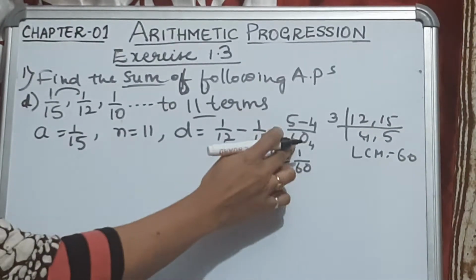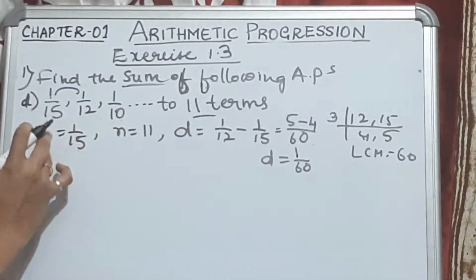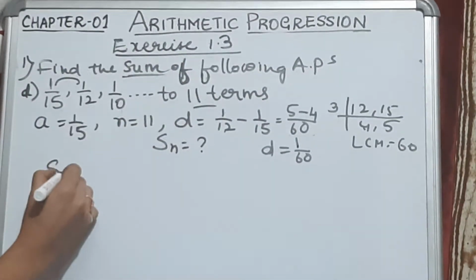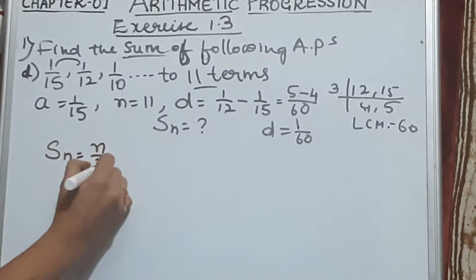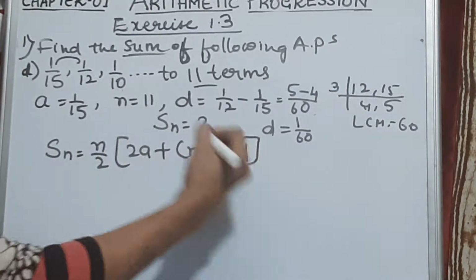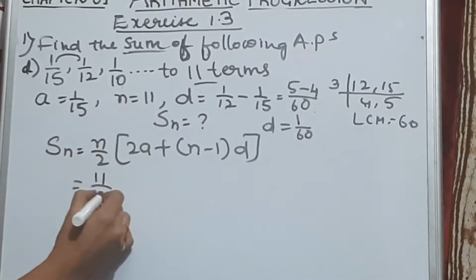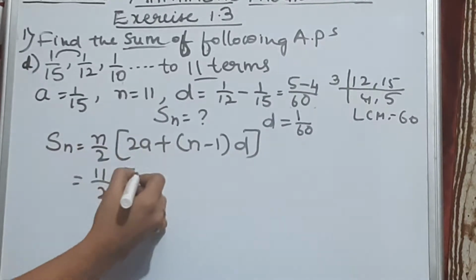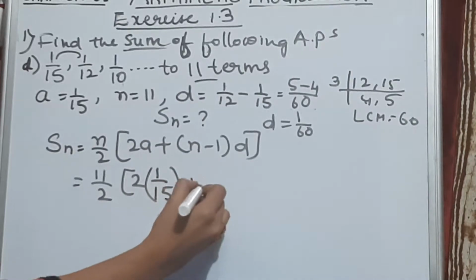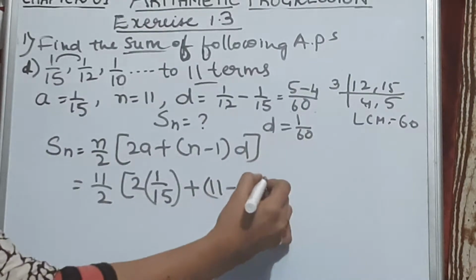Okay, D we found out: 1 by 60. N is given, A is 1 by 15. We have to find out Sn. Now Sn is equal to n by 2 into 2a plus n minus 1 into d. Next, N is what? 11. 11 by 2. Carefully see the calculations. 2 times A is 1 by 15, plus n is 11 minus 1, into D which is 1 by 60.